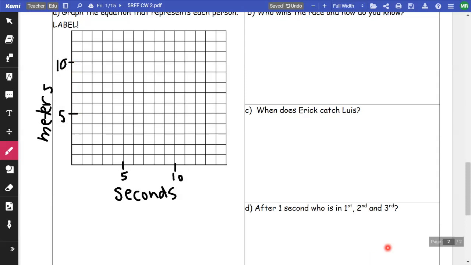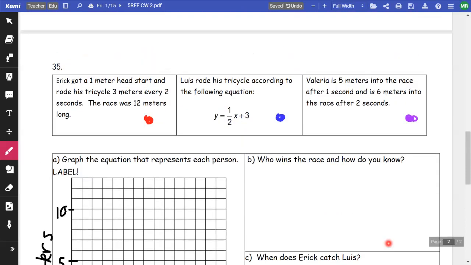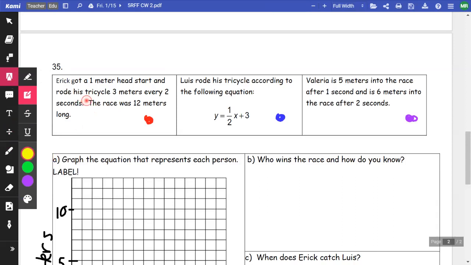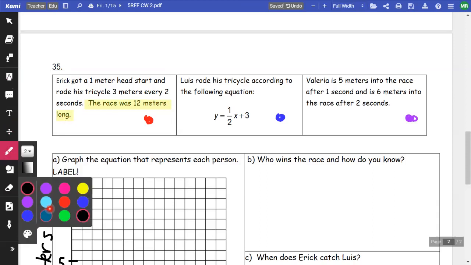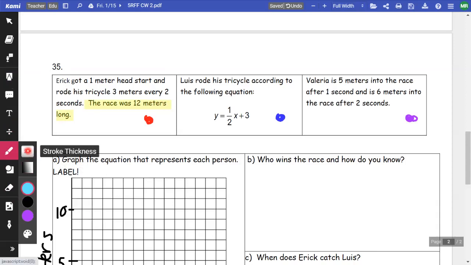And so I am going to read the first one. It says, Eric got a 1 meter head start and rode his tricycle 3 meters every 2 seconds. And this is important. The race was, here, let me highlight this, the race was 12 meters long. So that's going to tell me where my end line is, my finish line. So I'm going to draw that in. Here, I'm going to draw it in blue. Kind of faint.